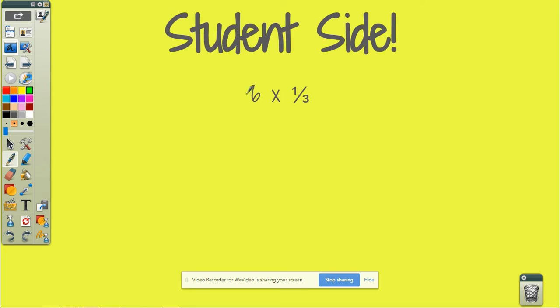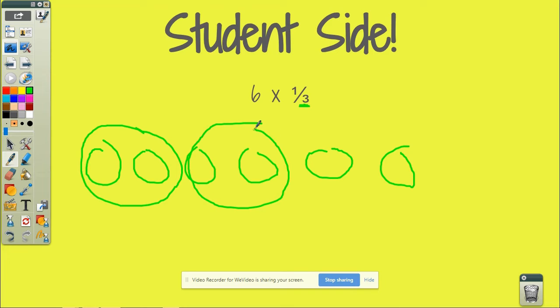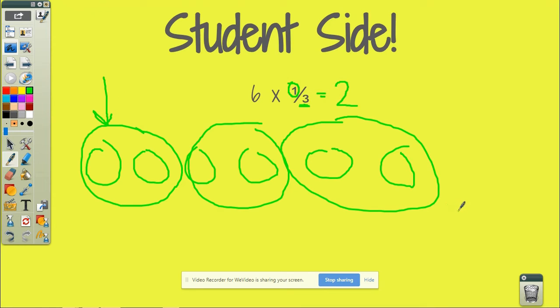So let's look at this one. We have 6 times 1/3, or 1/3 of 6. I'm going to draw my 6 holes. 1, 2, 3, 4, 5, 6. I'm going to separate them into 3 groups. 1, 2, 3. And I want to know how many are in one of the groups. So my answer is 2.